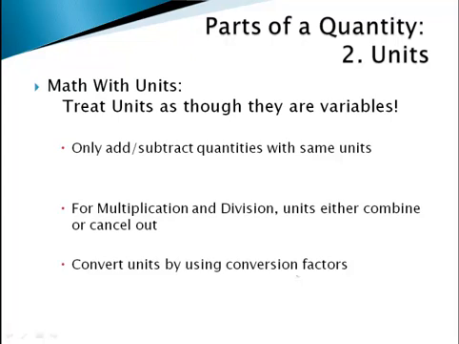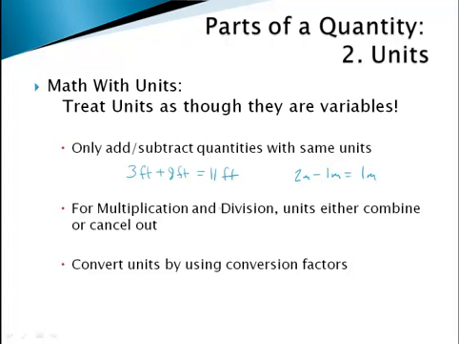Now, how do we deal with units? The overarching rule that will apply throughout the year is that we treat units just like they are variables. So if you can do math with 2x plus 5x equals 7x, you do this exact same thing with meters. You can only add or subtract quantities if they have the same unit. So you can add 3 feet and 8 feet together, and you get 11 feet. And you can do 2 meters minus 1 meter to get 1 meter.